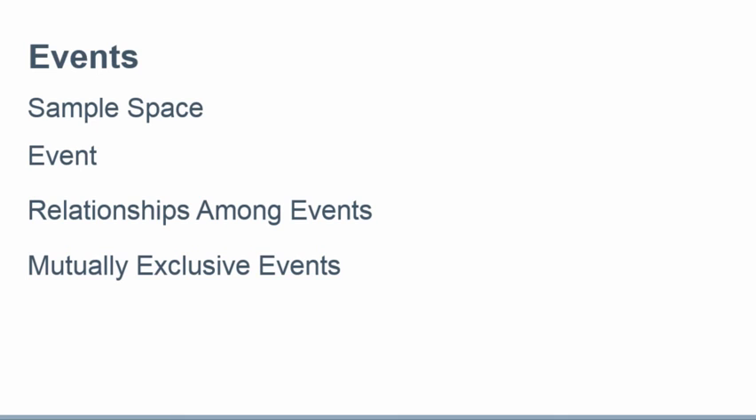Recapping. Events. Sample space, a collection of all possible outcomes. Event, a collection of outcomes for an experiment. Relationships among events. We have event E, and then we have event not E, and that makes up the entire sample space. If we have event A and B, we're looking at only the things they have in common. If we have event A or B, we're looking at the things in event A, the things in event B, and the things they have in common. Mutually exclusive events. To be mutually exclusive, the two events must have nothing in common.